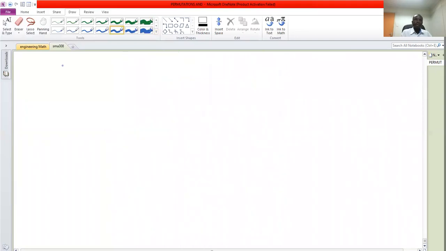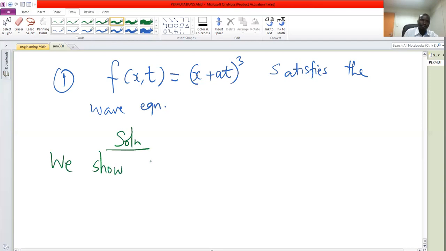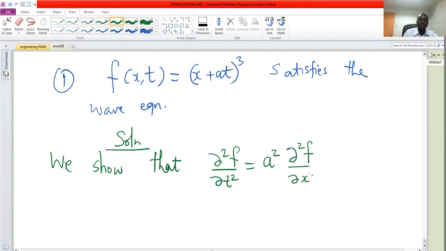So the first problem: show that the function f of x comma t given by (x plus at) cubed satisfies the wave equation. So, solution for this: we show that partial squared f partial t squared is the same as a squared partial squared f partial x squared. This is the wave equation.